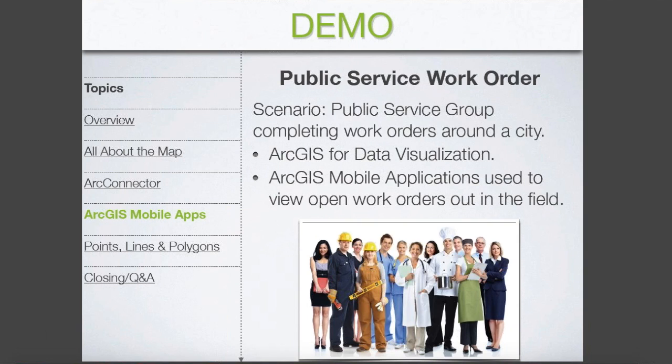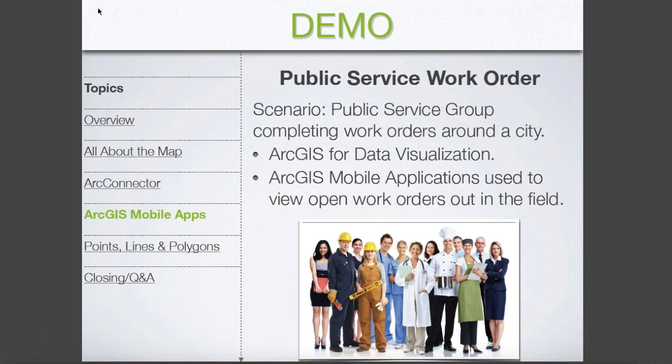So let's go down here to the next slide. Essentially, you're a public service group, and you will be completing work orders around a city. Maybe a manager or an admin or even field workers are dropping work orders on the map, and maybe, let's say, they're red dots for right now, showing we need to fix a street light or install a stop sign, whatever that may be.